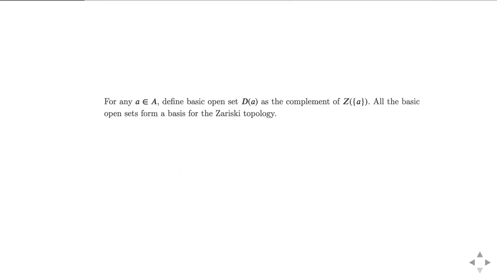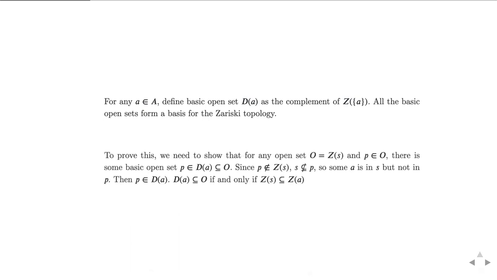And then this topology actually admits a very special topological basis. The basis are the elements of the form that is the complement of a zero locus of a singleton set. To see that this is indeed a topological basis, we'll prove that for any open set O, there will be some basic open set D(a) such that this basic open set is a subset of O.